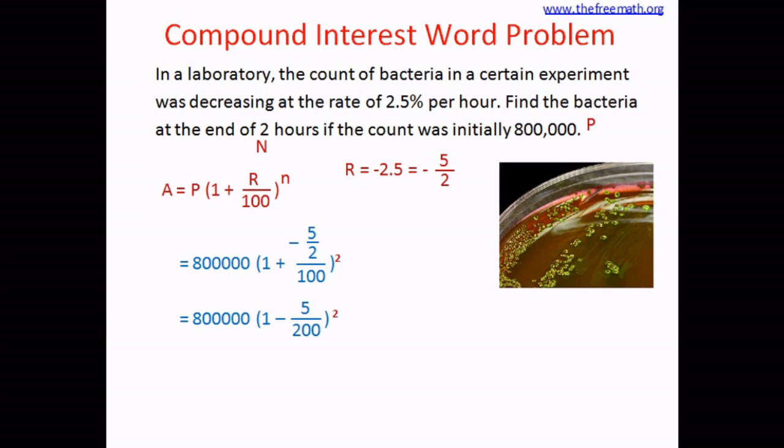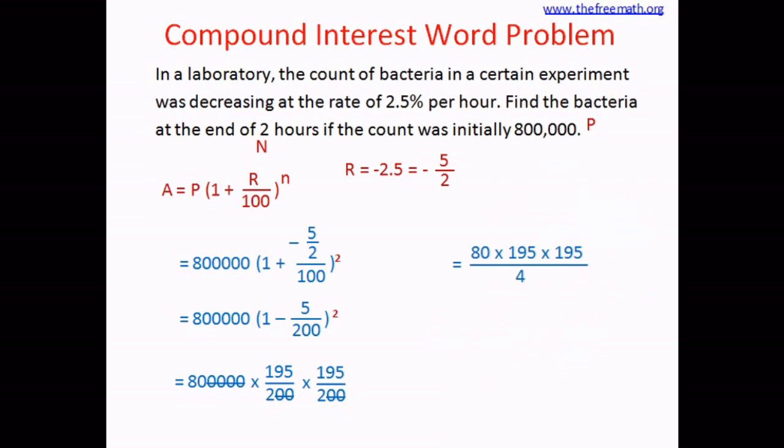1 can be written as 200 over 200. Why? To make the denominators the same. So 200 over 200 minus 5 over 200 equals 195 over 200. So now our expression is 800,000 multiplied by 195 over 200 multiplied by yet another 195 over 200. Let's cancel out 4 zeros from the numerator and 4 zeros from the denominator. That means divide the numerator as well as the denominator by 10,000.